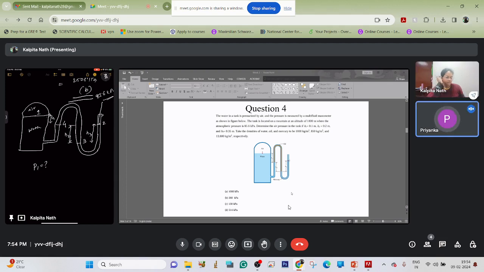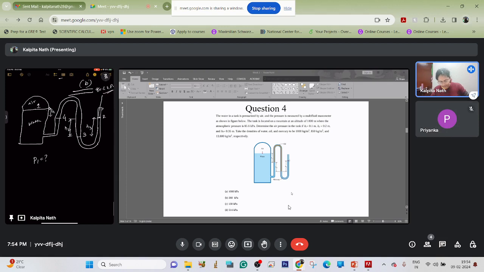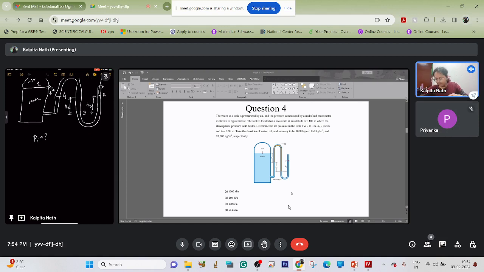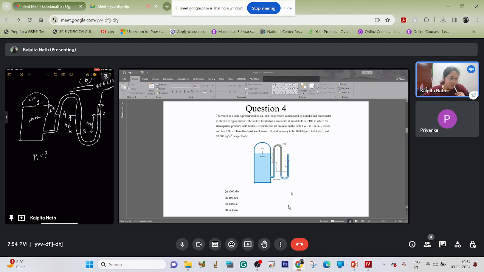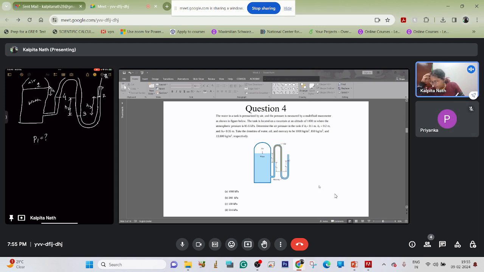Ma'am, getting 130 kilopascal. 130, 130. So it's very easy. Let me explain it for you. How have you found out? See, we'll always try to find the unknown in respect of known. So here known was the pressure at point 2, right? Have you found out in that way? Yes, ma'am. Like from point 2, I went to air side. Correct. So let's do it once more.